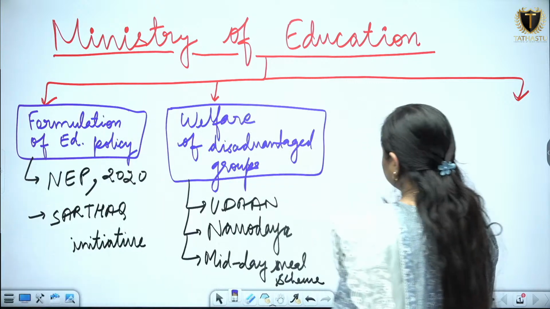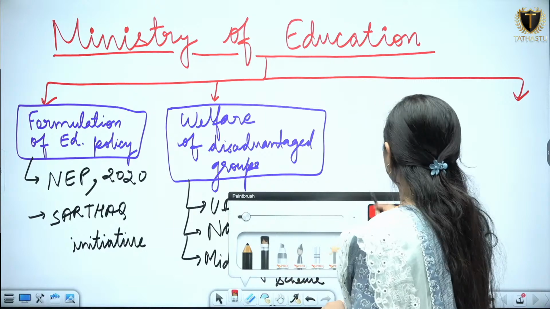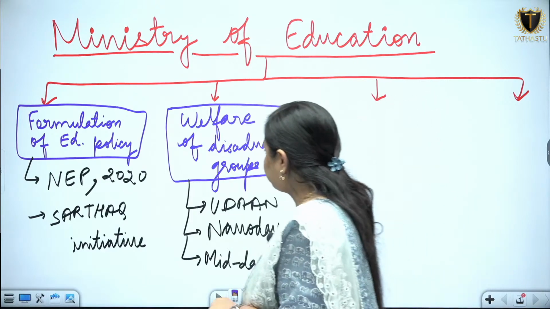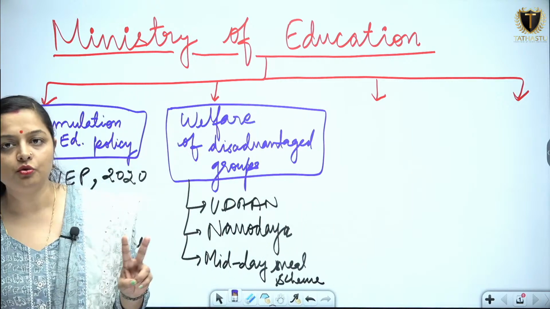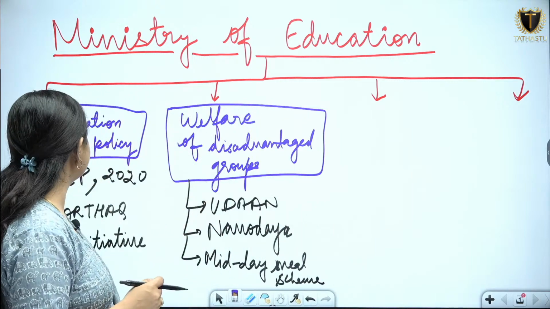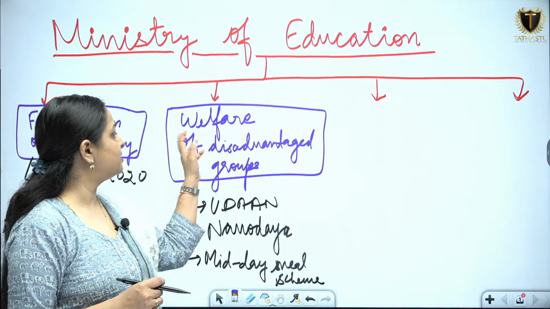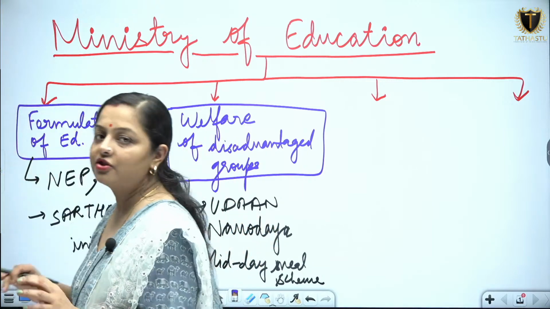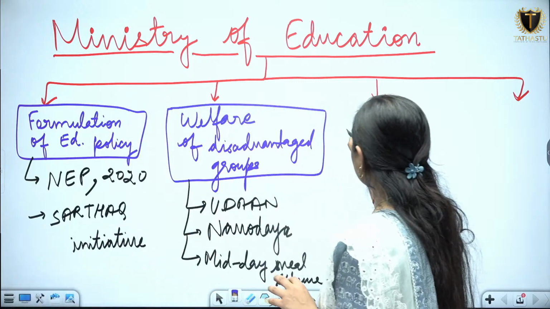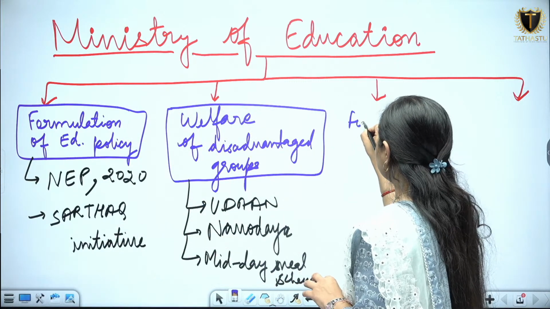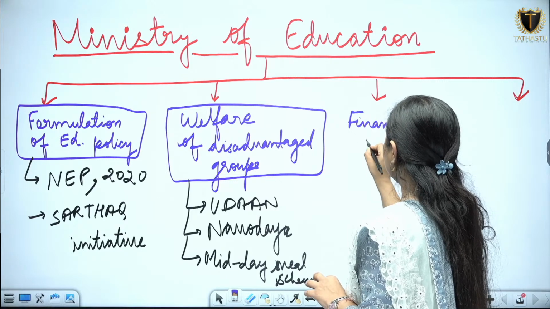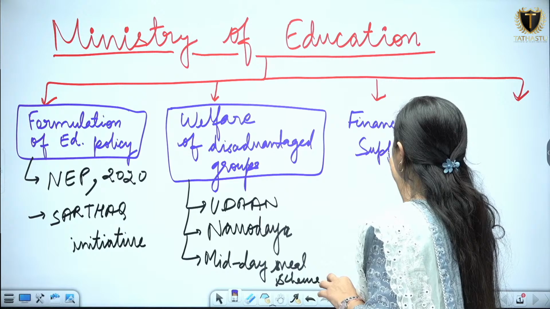Now the other one. Okay, so we have done two subtopics, you can say, formulation of education policy, then comes the welfare of disadvantaged groups, then comes the financial support, wherein the government basically provides the financial support. Okay, so the another one is the financial support.